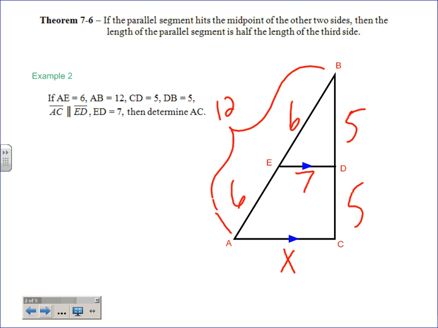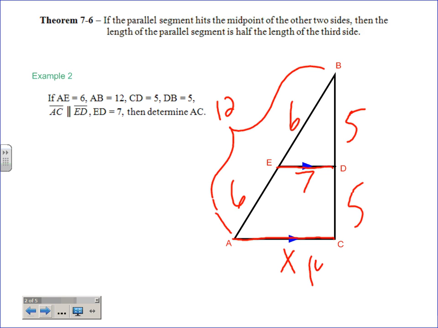The only time I really want you to look at those parallel lines is if it's this setup, if it's telling you it's the midpoint. And up there it says, if it's hitting the midpoint, then the length of the parallel segment is half the length of the third side. Well, this down here is the third side, right? So it's saying that one right there has to be half that length. So then how long is x if 7 has to be half of that?